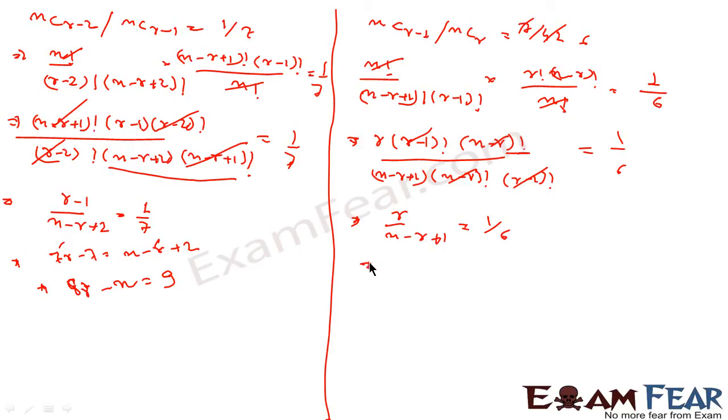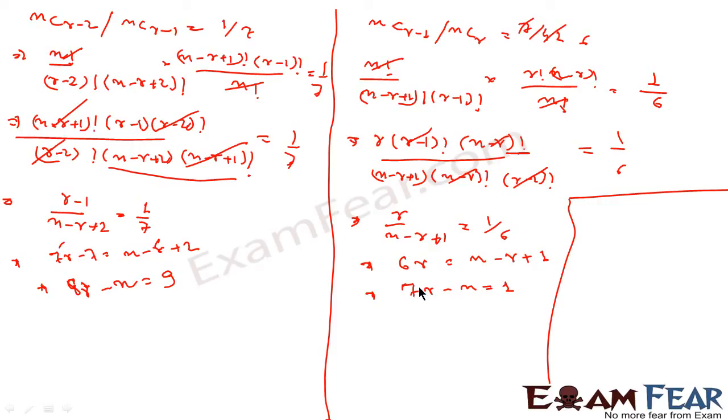Similarly, this equation also let's solve further. This becomes 6r is equal to n-r+1, or we can say 7r-n is equal to 1. So we have these two equations. So let's solve this. What we have to find is the value of n, correct? So we have this and this. Let me write these two equations somewhere. Let me create the space here.